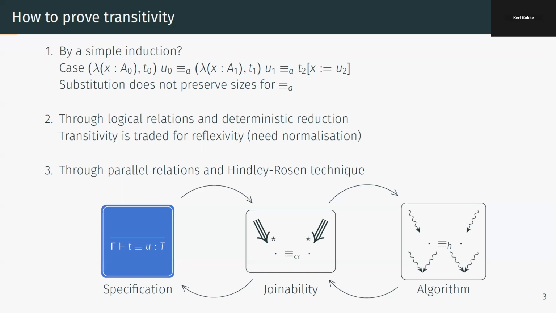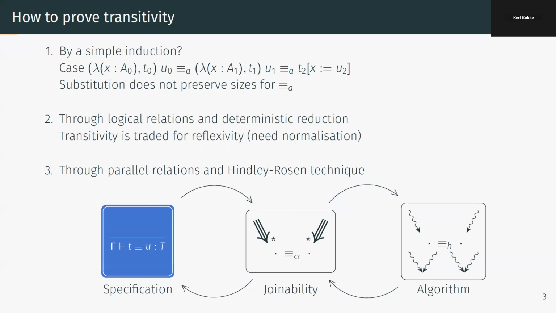So now there are two actual ways to prove transitivity. The first one is to go through logical relations and deterministic reduction. So what I was telling at the start, you take the terms, you head normalize them. And when you reach head normal forms, the transitivity is much easier to prove because it's basically only congruence rules.